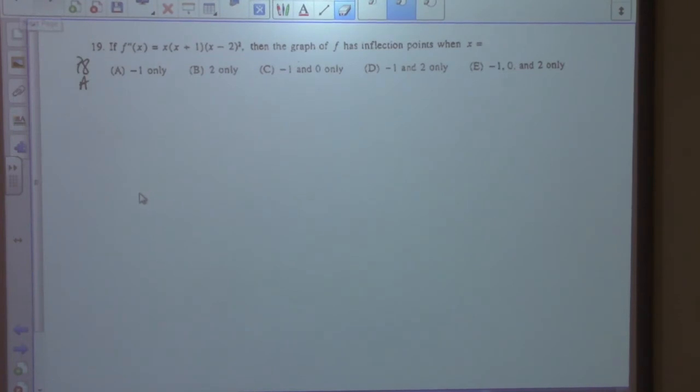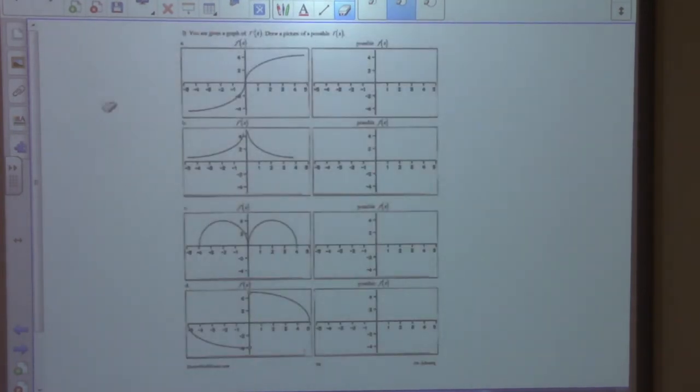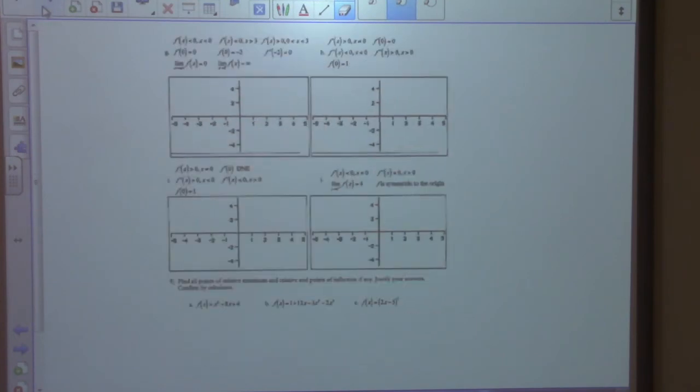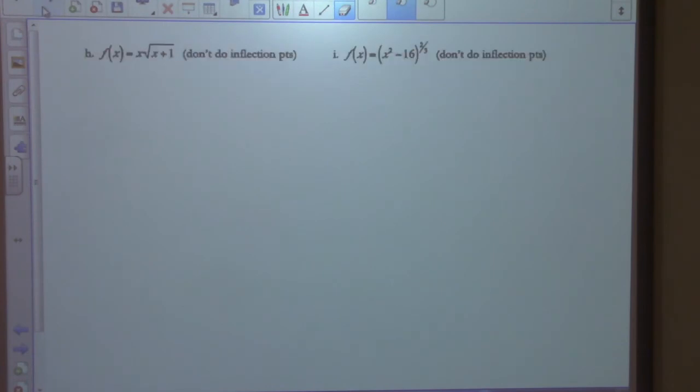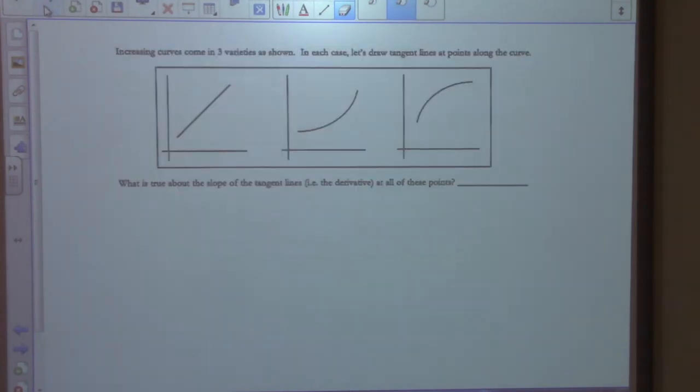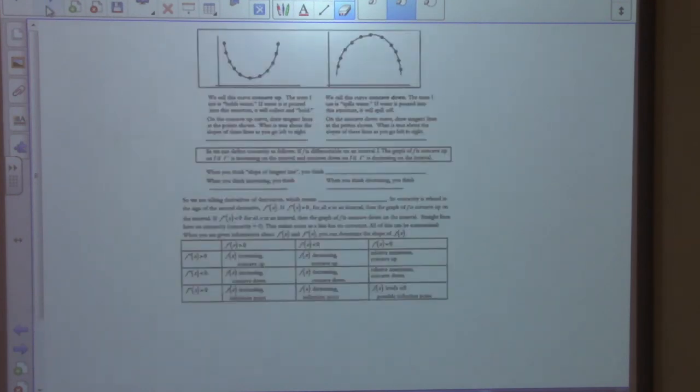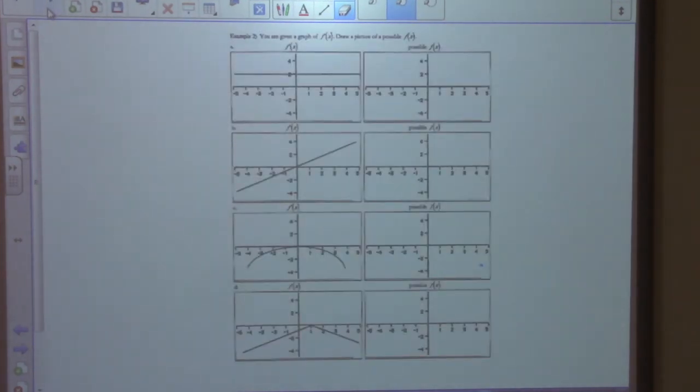All right, what I want to do is go to some of these here. I want to draw some sketches. And I'll tell you, we're not going to do all of these. Okay, I want you to go to this one right here. You see where it says example 2? It's a few pages away, on page 89.